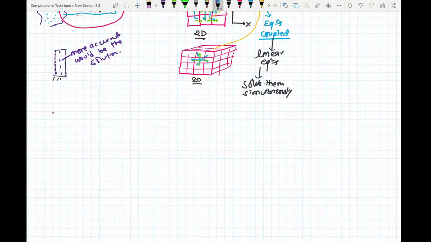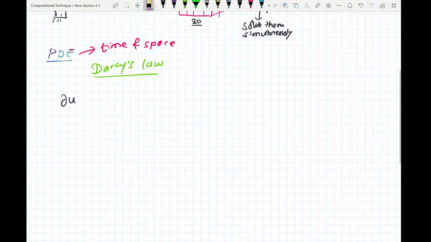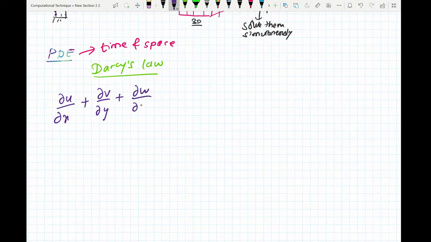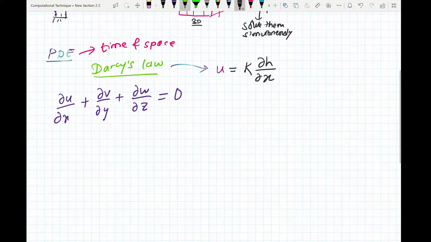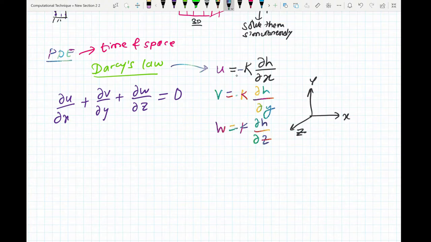The groundwater flow will be based on partial differential equations. Now these PDEs will be related to time and space. The continuity equation for the incompressible flow will be du/dx plus dv/dy plus dw/dz equals 0. Now, if you look at Darcy's law, U equals minus permeability times dH, which is the change in head, and V will be given by, and W will be given by, and we put a negative sign in front because the water will flow from larger head to the smaller head.